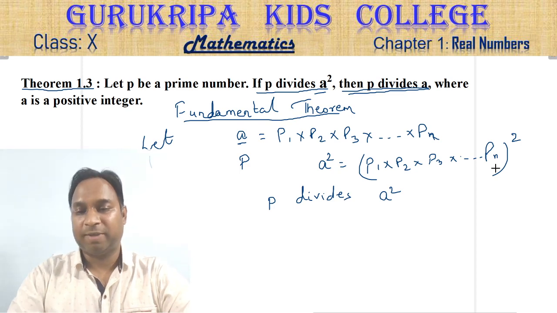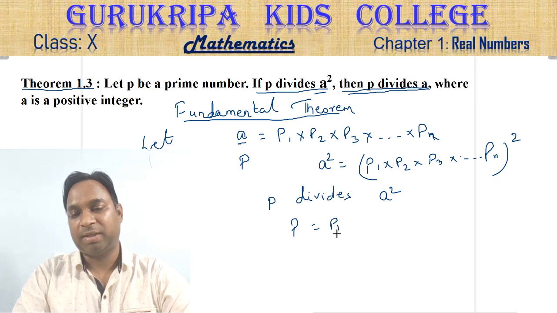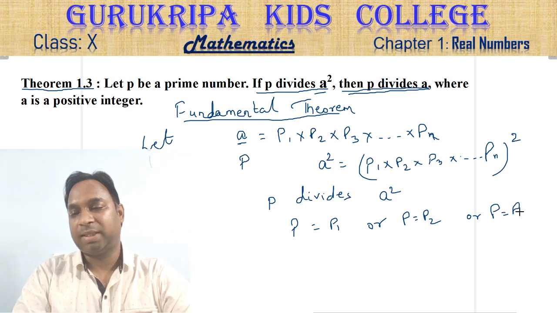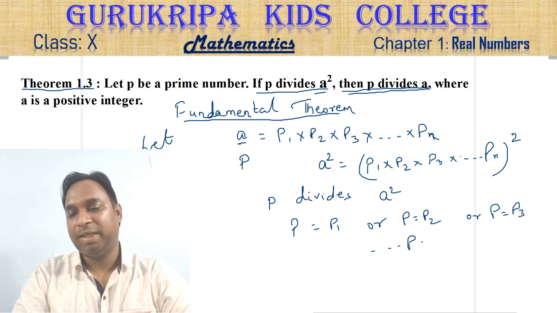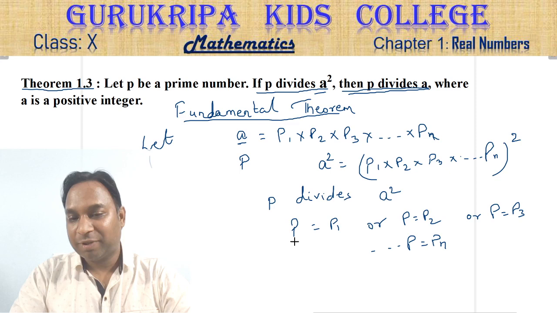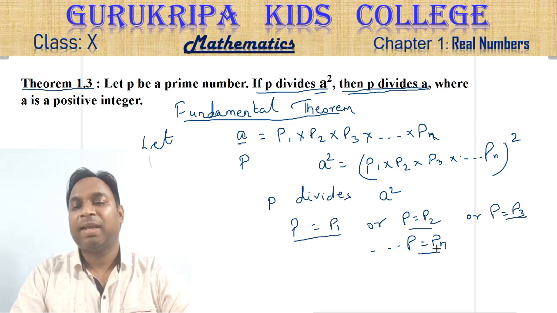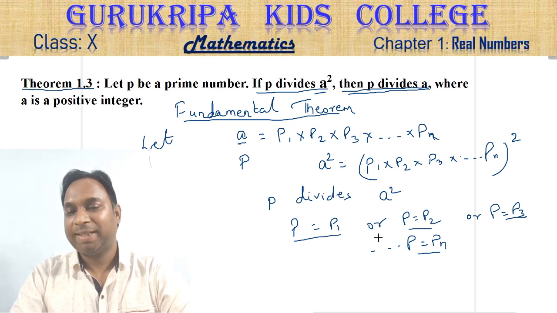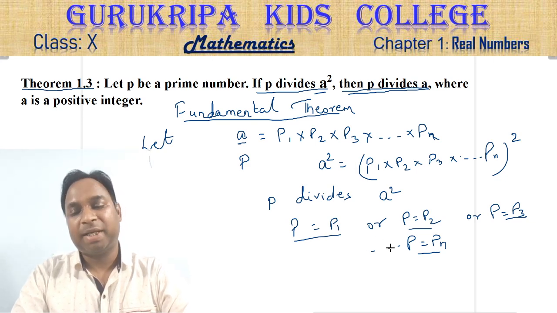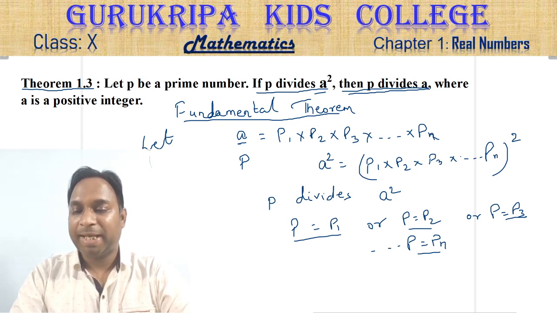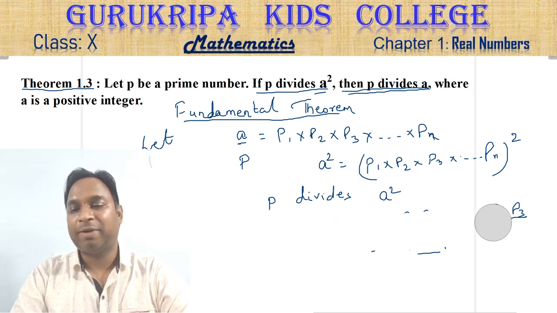P may be either P1 or P2 or P3. P may be equal to P1, or P is equal to P2, or P is equal to P3, and so on, P is equal to Pn. Any one and exactly one of these has to be true, isn't it? If none of these is true, then how will P divide A square? P cannot divide A square then. So P has to be equal to any one of P1, P2, P3 or Pn.